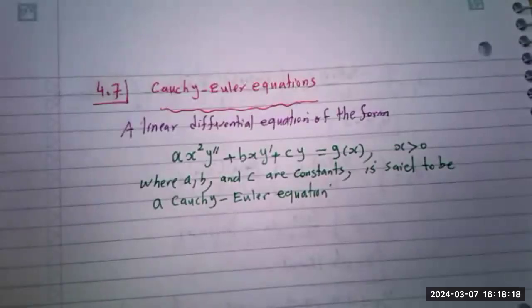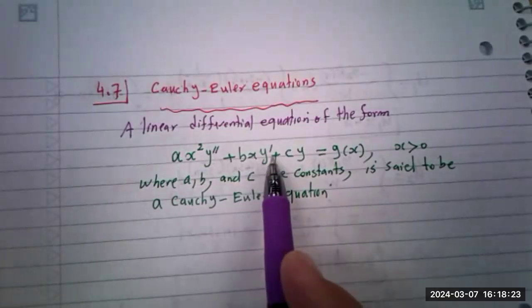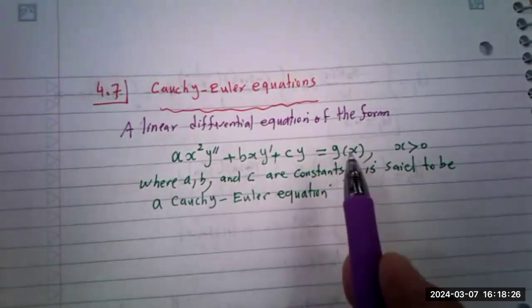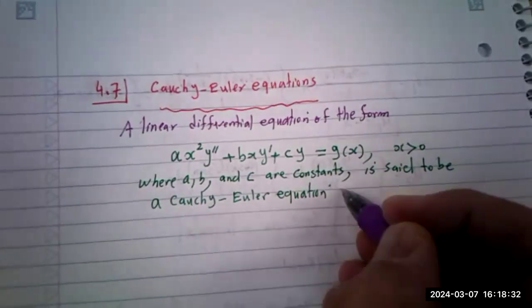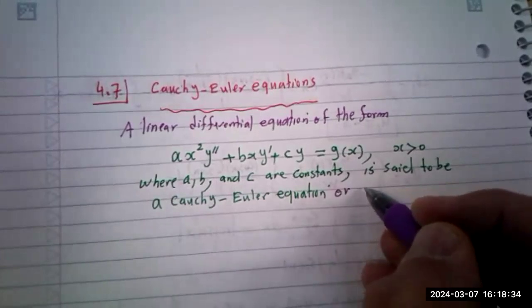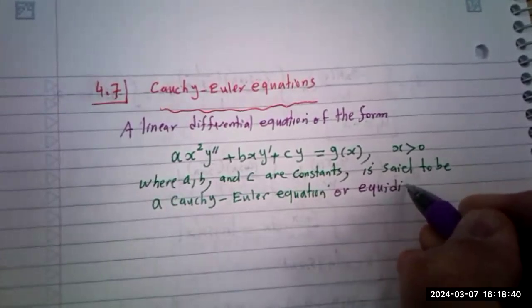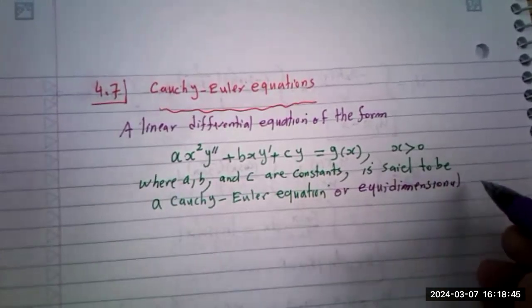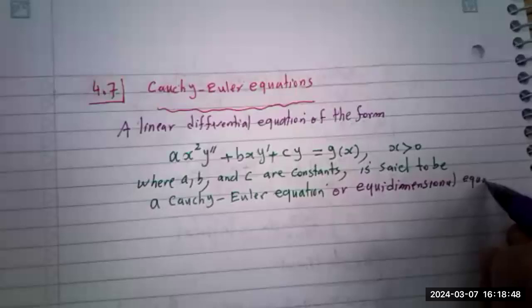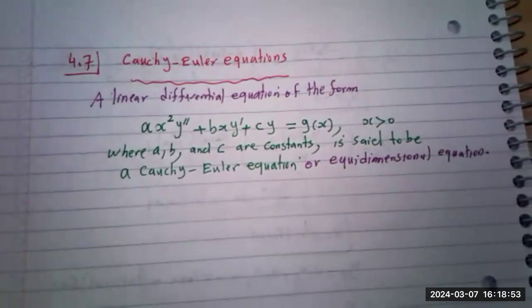And there is another name for it. Look at these powers. You have x squared y double prime, you have x y prime, and this is in fact x to the 0 times y. So the powers and the orders are the same. Sometimes they refer to it as an equidimensional equation. So it's very easy to identify this equation. As soon as you see it, you'll be able to identify it.